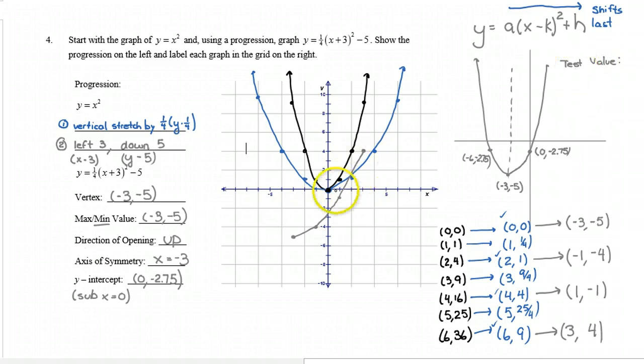So let's test, since I seem to be doing every second value, x equals 5. If x is equal to 5, we get y equals 1/4 times (5 plus 3) squared minus 5. So 5 plus 3 is 8. 8 squared is 64. Divided by 4 is 16. 16 minus 5 is 11. Again, you can get your calculator out and do that in one step. So we have 5, 11, and that takes me to a nice spot on the graph.